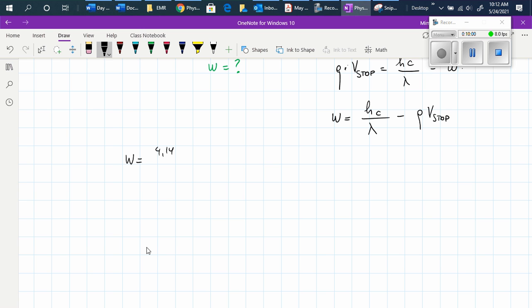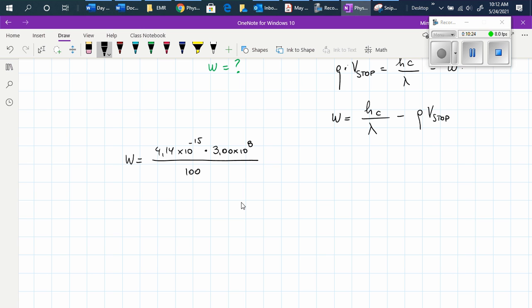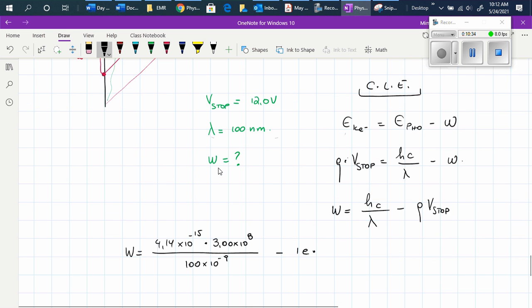4.14, and we can say that, yeah, what is it in electronvolts? 4.14 times 10 to the power of negative 15 times 3.0 times 10 to the power of 8 over the wavelength, which is 100 nanometers, times 10 to the power of negative 9, minus 1 electron volt times the stopping voltage, which was 12.